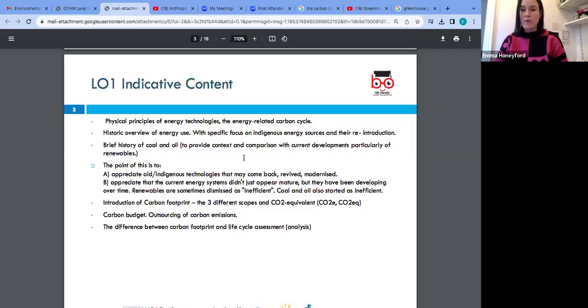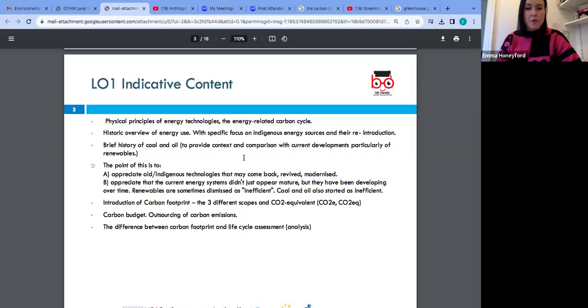We will cover a brief history of coal and oil. The point of this is to, A, appreciate old and indigenous technologies that may come back, be revived and modernised. B, appreciate that the current energy systems didn't just appear mature; they've been developing over time, and renewables are sometimes dismissed as inefficient. We'll cover the information around that and those thoughts. Coal and oil also started as inefficient many years ago.